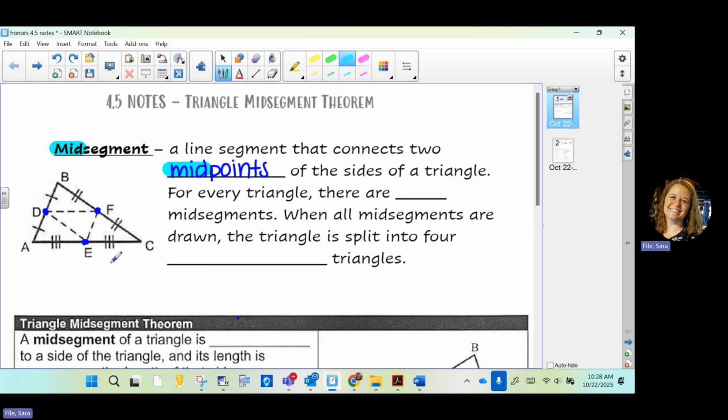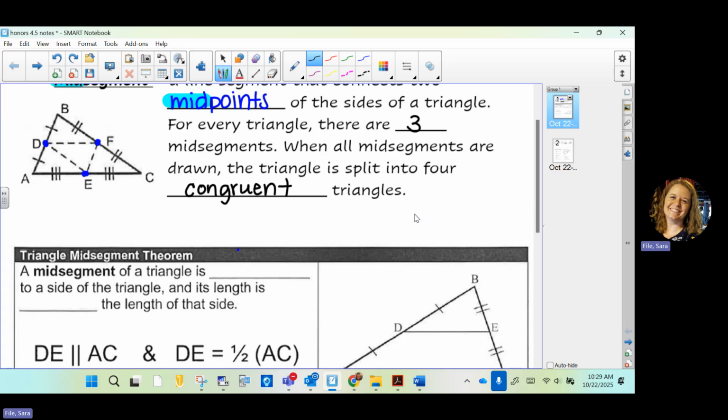Now, for every triangle, you will have 3 midpoints, and you can see that in our graphic here to the left, all 3 are drawn, okay? Because if you connect all of the midpoints to each other, it's 3 different segments. When all 3 of those are drawn, this original triangle ABC is split into 4 congruent triangles. And we'll talk about how those are all congruent here in a minute with our theorem.